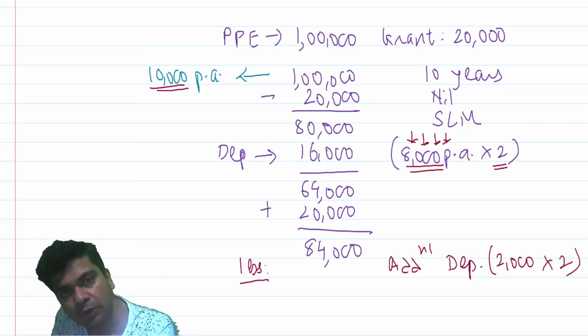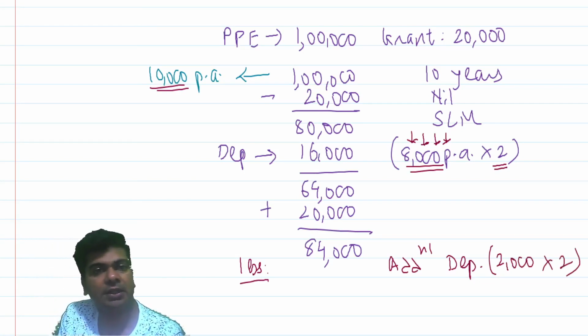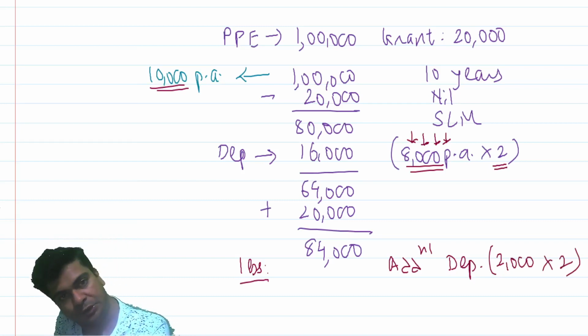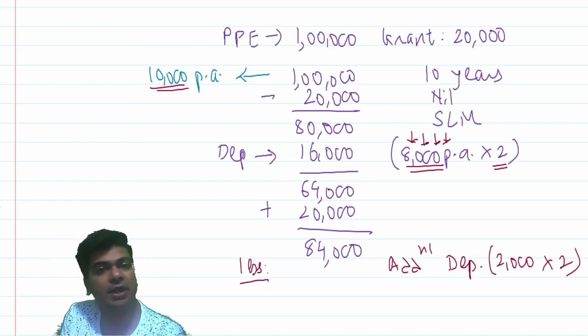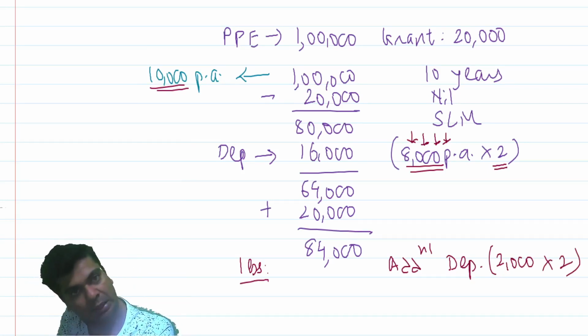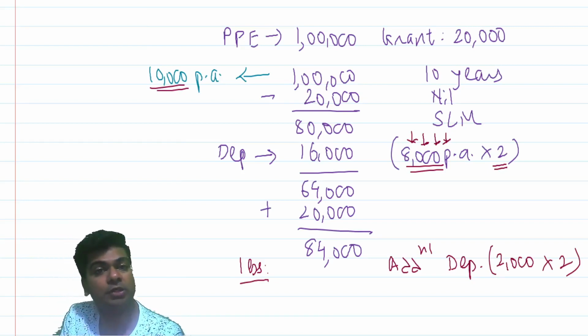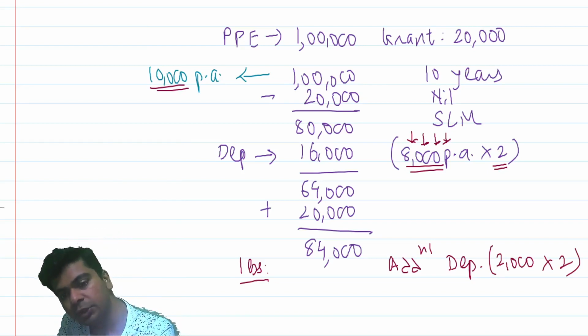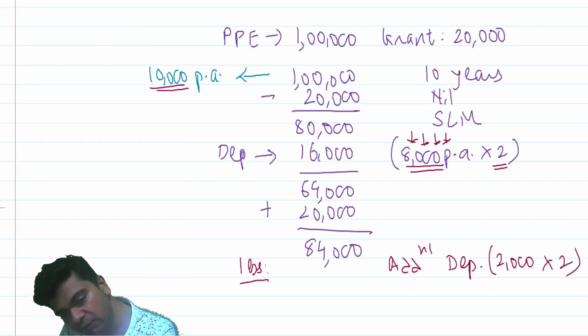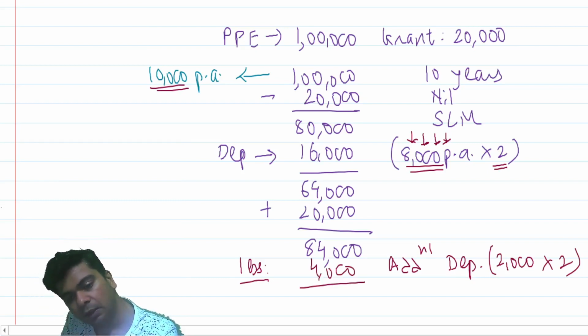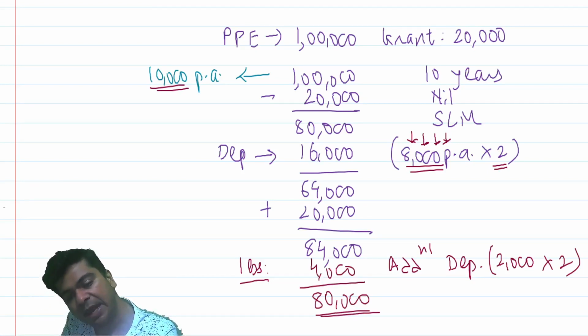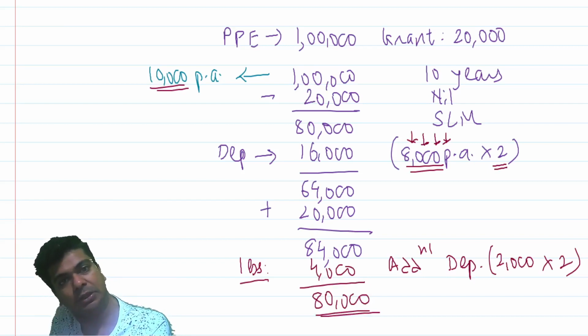How am I getting 2,000? After deducting the government grant, I was charging 8,000 rupees per annum. If I had never deducted the government grant, I would have charged 10,000 rupees per annum. That means I have charged 2,000 less. 2,000 into 2 years is turning out to be 4,000. Final carrying amount of my asset will be 80,000 in the books.